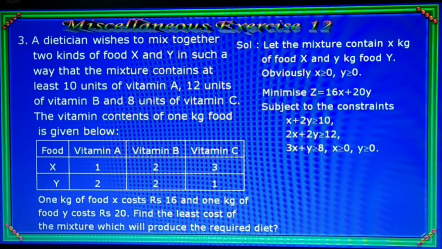Similarly, content of vitamin B, 2x plus 2y is greater than or equal to 12, and vitamin C content, that is 3x plus y is greater than or equal to 8. x comma y is greater than or equal to 0.